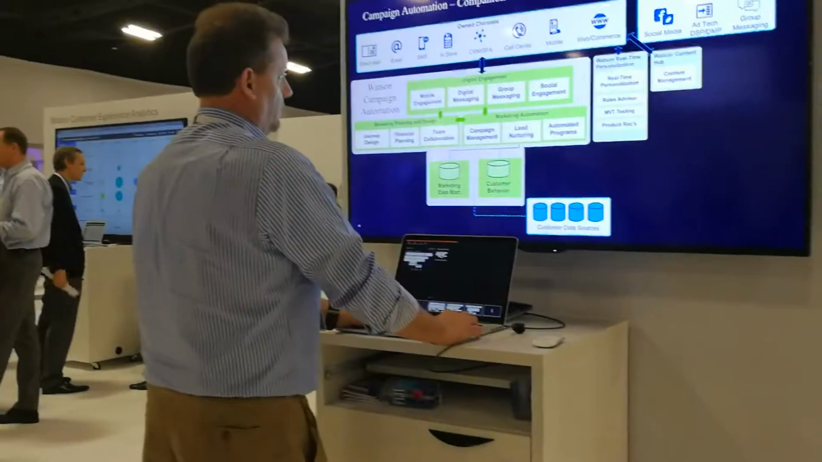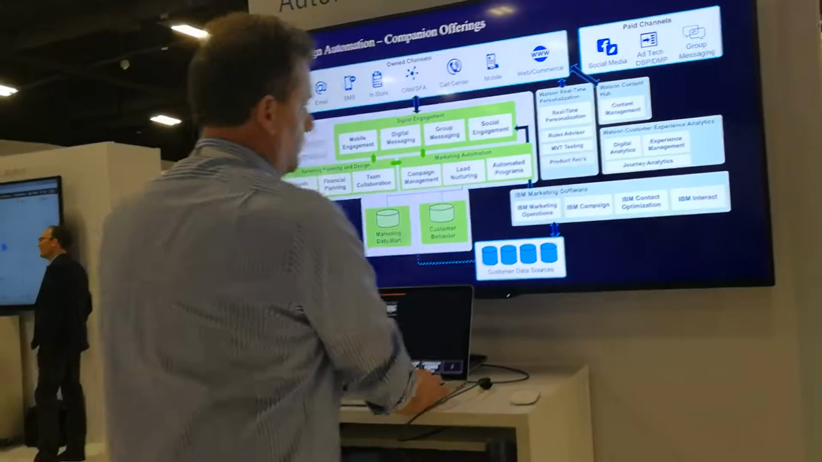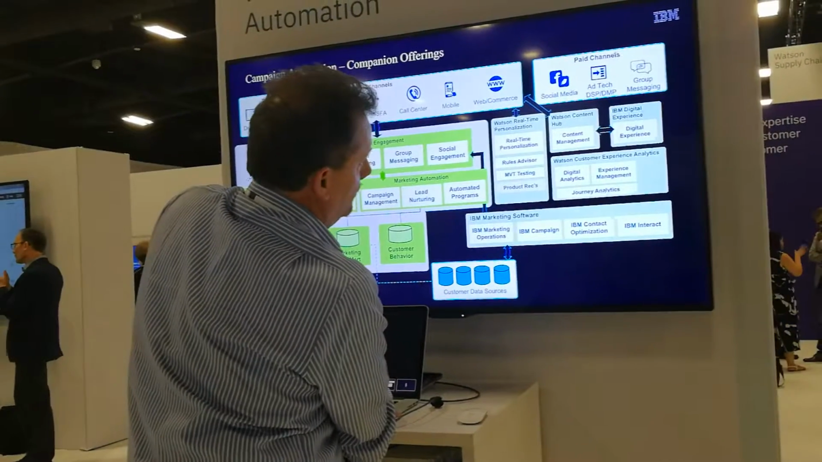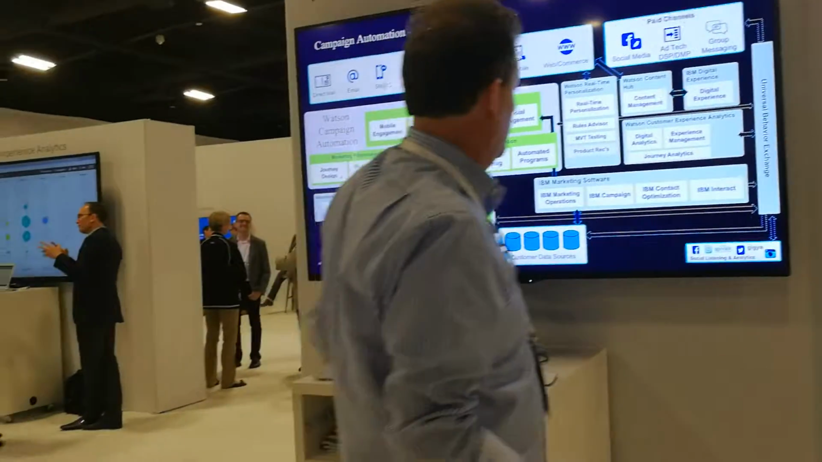is covering campaign automation, real-time personalization, and marketing insights. Is IBM using this? We do use some of the capabilities internally, yes.